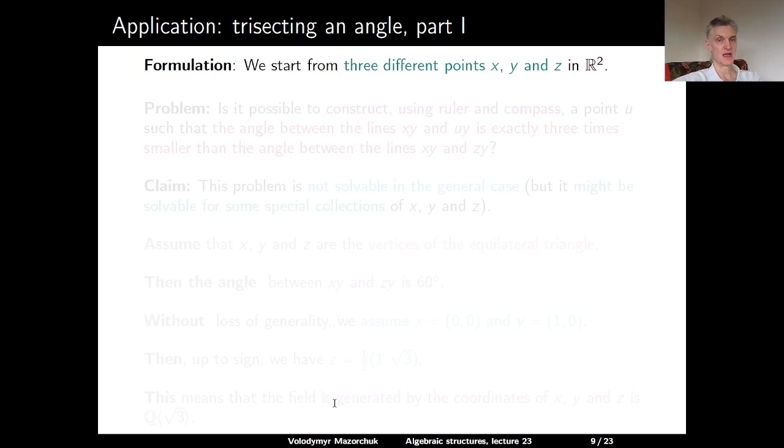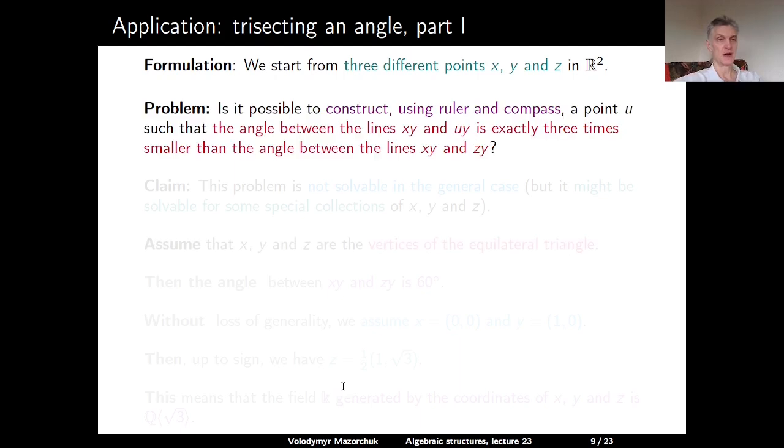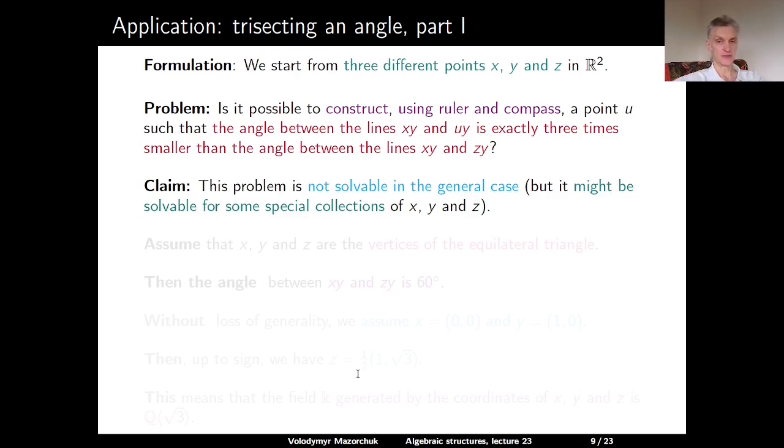Here is a formulation. We start from 3 different points x, y, and z in R squared. Problem: is it possible to construct, using ruler and compass, a point u in R squared such that the angle between the lines xy and uy is exactly 3 times smaller than the angle between the lines xy and zy? We claim that this problem is not solvable in general, but of course it might be solvable for some specific values of x, y, and z. So we will construct an explicit counterexample.